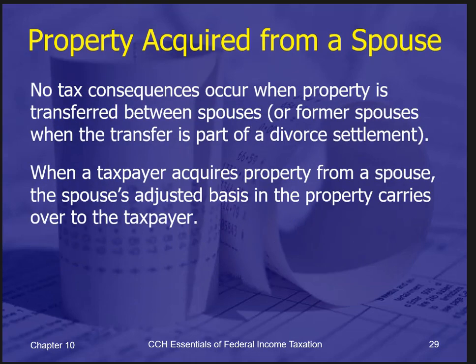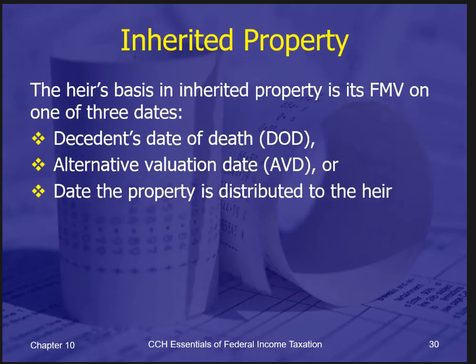From the spouse, your basis just carries over. There is no gain or loss, no changes if it's distributed, and we're usually talking about divorce proceedings. Inherited property is a little more complicated. Someone dies and leaves you something.